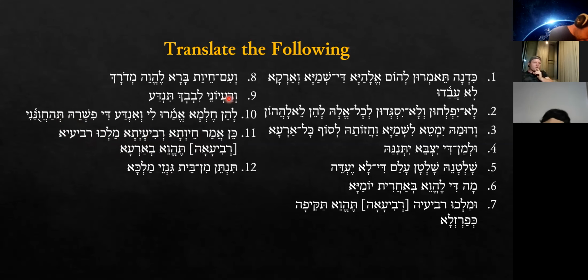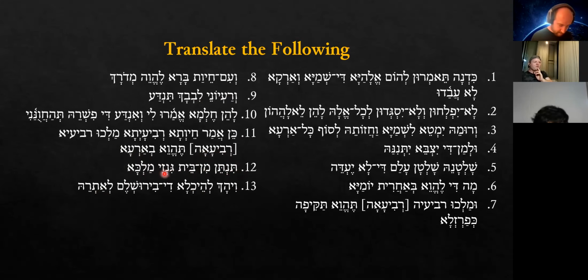How do I keep getting the short ones? Number 12. Tinten min beit ginze malka. I know this word ginze because we have gniza in Hebrew. It means a place where you put old manuscripts for burial, like the Cairo Geniza. Exactly. So Beit Ginze Malka is the king's treasury.